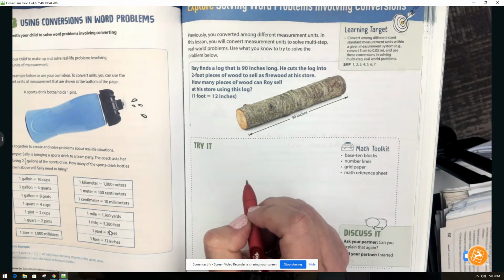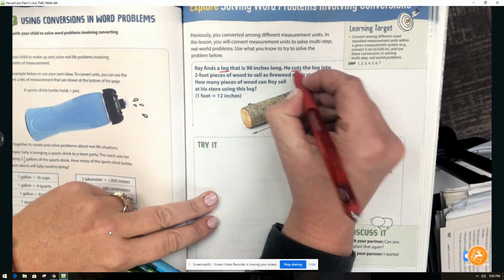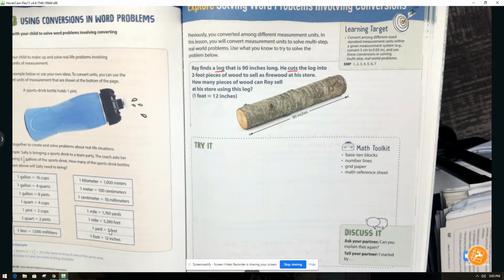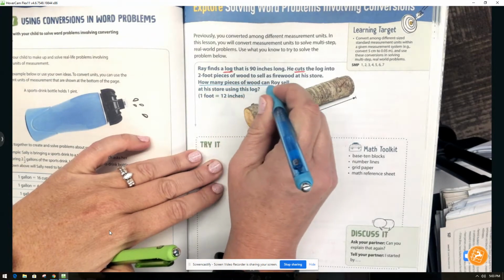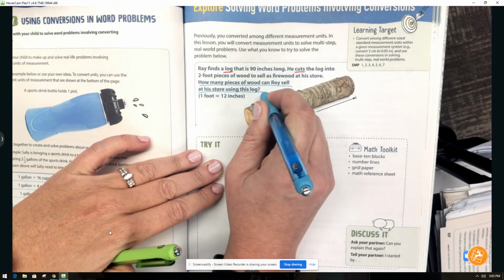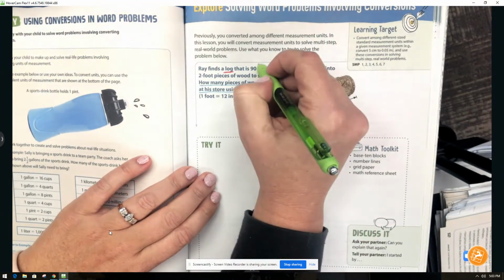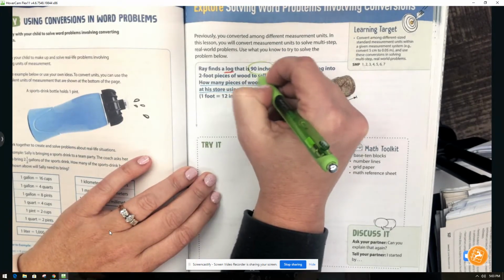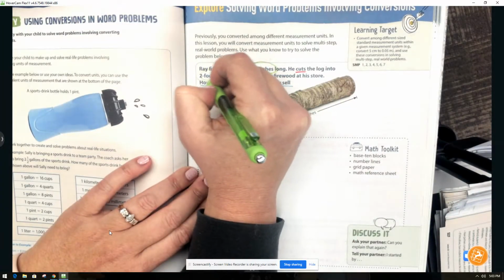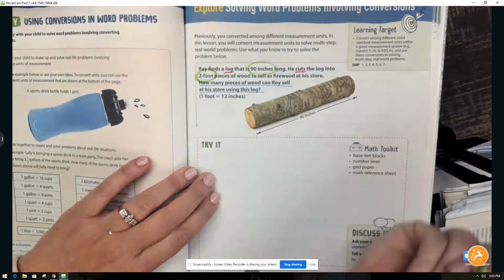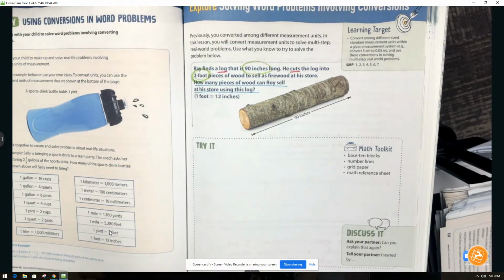So first of all, what are we talking about? This problem is talking about logs that we need to cut up for firewood. What is it that we're trying to find out? We want to know how many pieces of wood Ray can sell at his store using this log. And then what is the important information? We know that the log is 90 inches long. And we also know that we need to cut the log into 2-foot pieces. So we want to know how many 2-foot pieces there are in 90 inches.